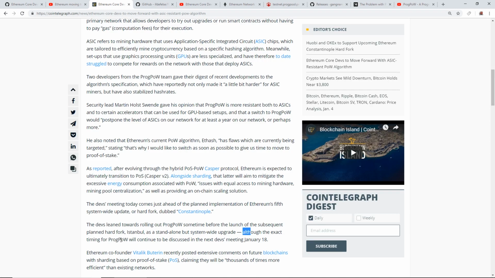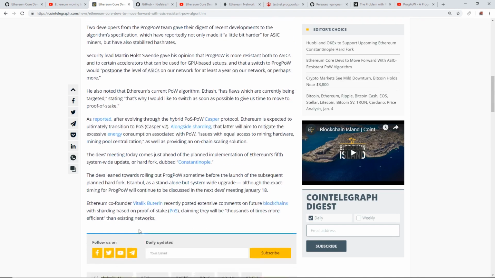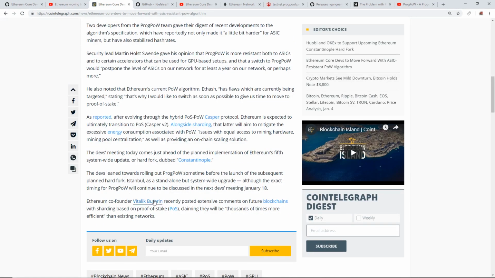Although the exact timing for ProgPoW will continue to be discussed in the next devs meeting, January 18th. So that's going to be, you know, in another 14 days, they will talk about ProgPoW again and when they will release it with the Ethereum network. Ethereum co-founder Vitalik Buterin recently posted extensive comments on future blockchains with sharding based on proof of stake, claiming they will be thousands of times more efficient than existing networks.